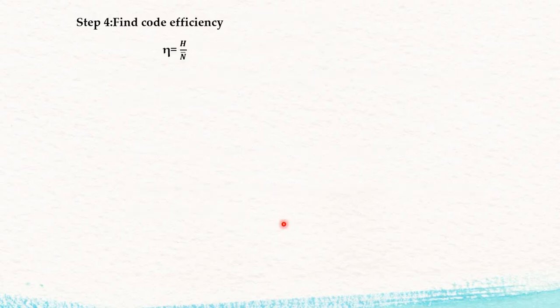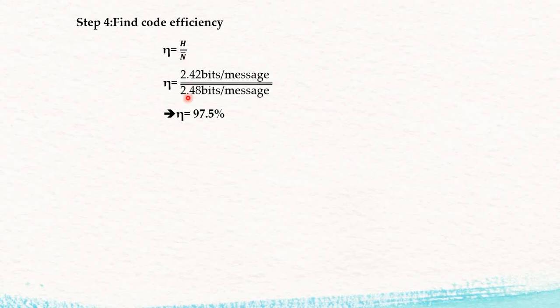So the code efficiency is given by the division of h by n bar. Putting in the values of h and n bar, the efficiency comes out to be 97.5%. So in this way we find the efficiency using a Shannon-Fano code.